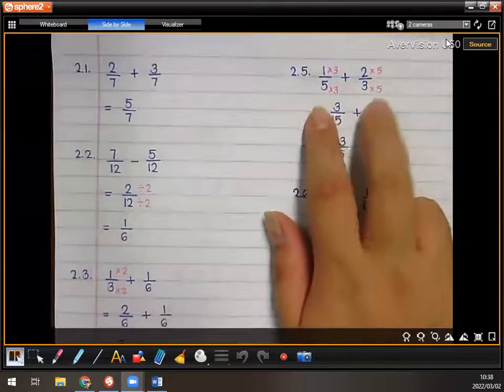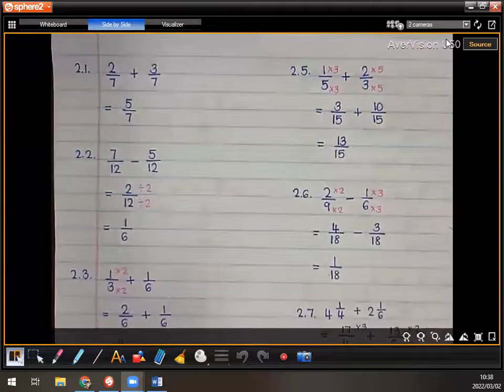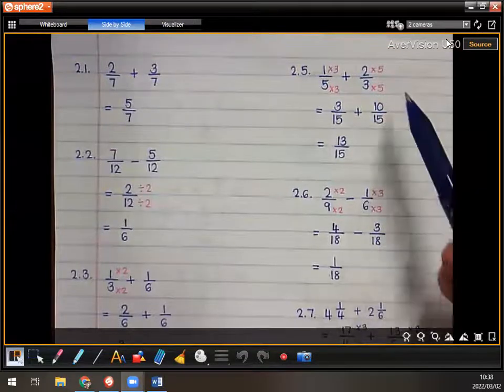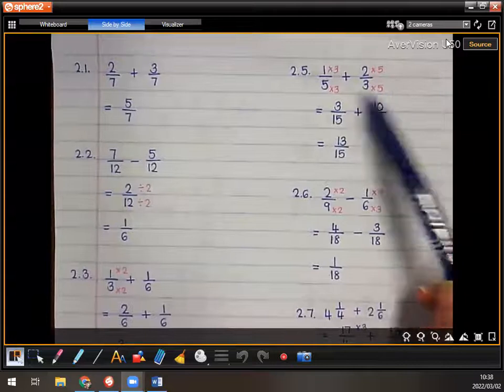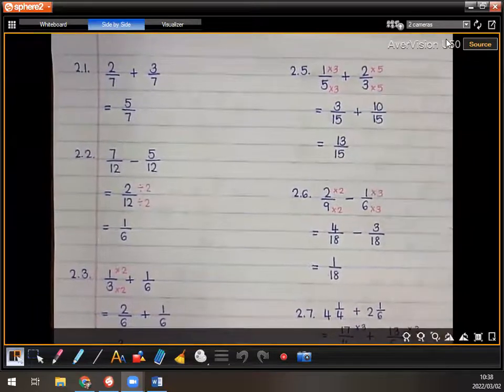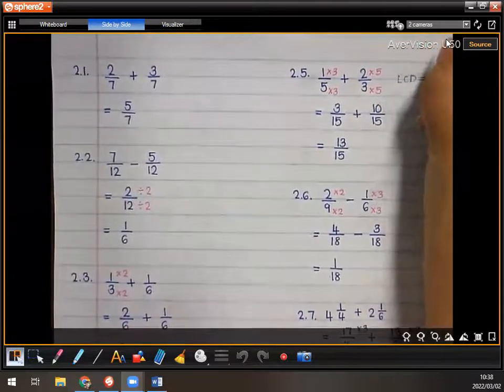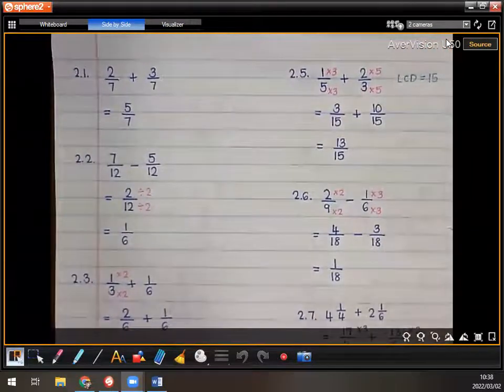Guys, for 2.5, you didn't have the same denominator. So 5 and 3, you need to think of the smallest number that 5 and 3 can divide into. So we all agree that it's 15. Right, so the LCD here is 15. You could, like we did in class, write that on the side if that helps. All right, the LCD is 15.